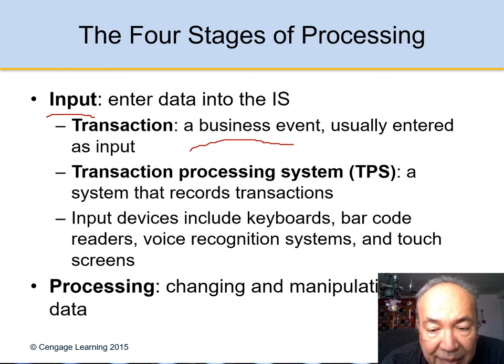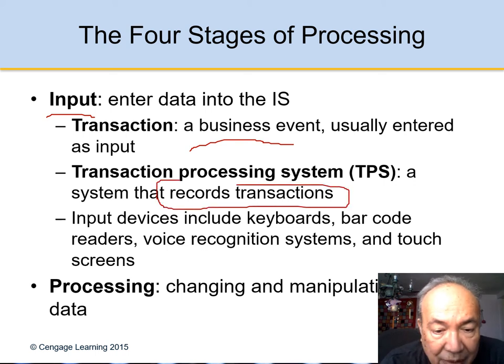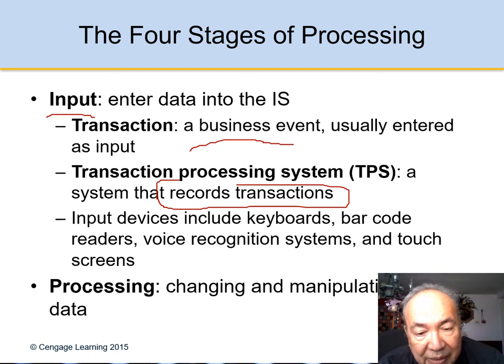Transaction processing systems are systems that record the transactions. You have to record it somewhere. Now, it's a computer. Input devices include keyboard, barcode, voice recognition systems, and touch screen. Now, that is the input here.